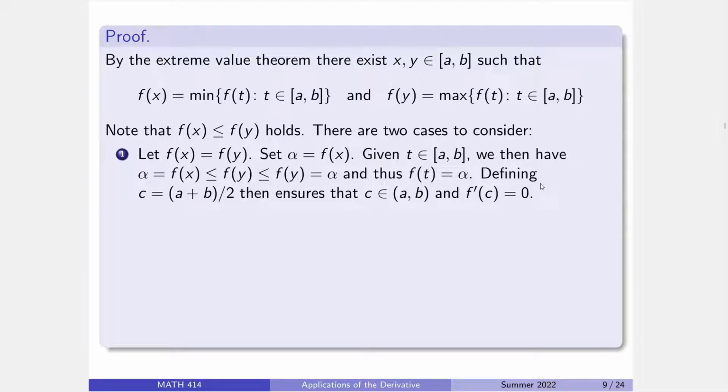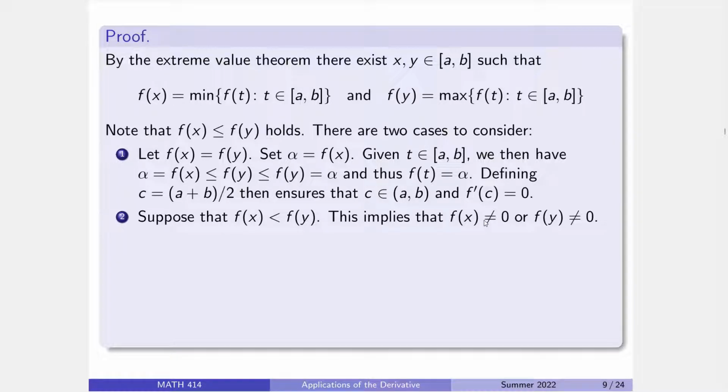Not a bad point. All right, now the worse case is what happens when the minimum and the maximum are not equal to each other. Okay, so it's got to be that one of them is not equal to 0.